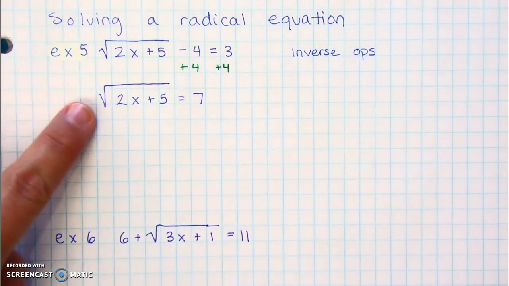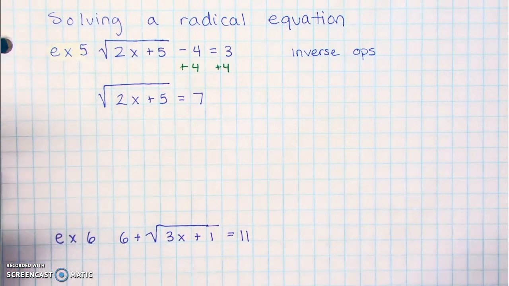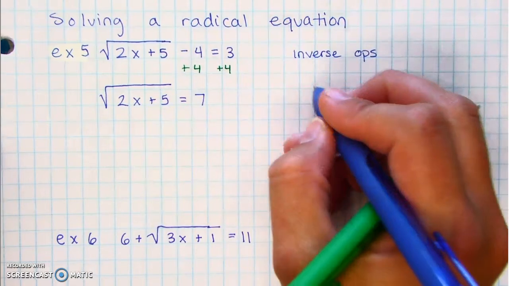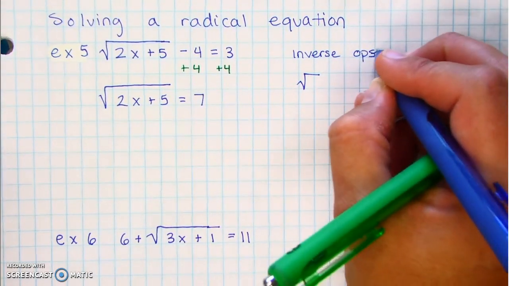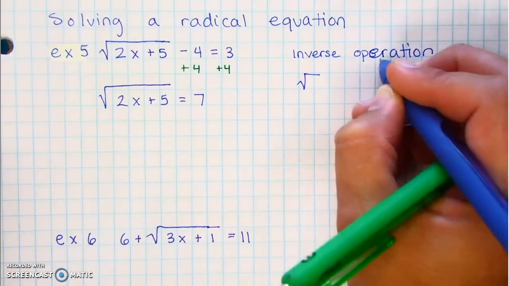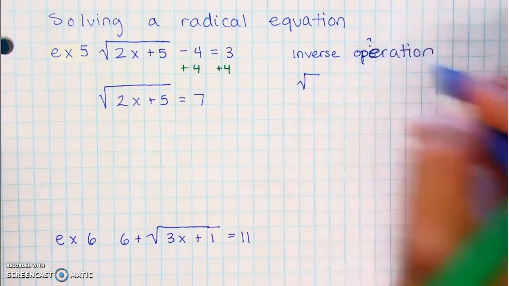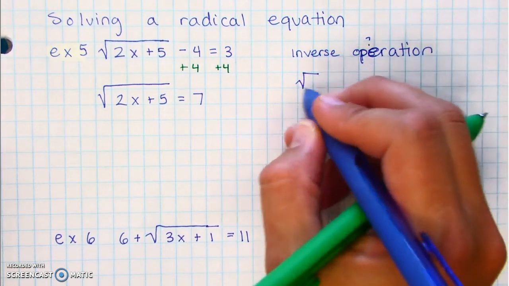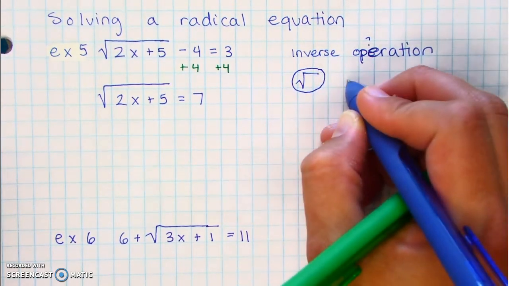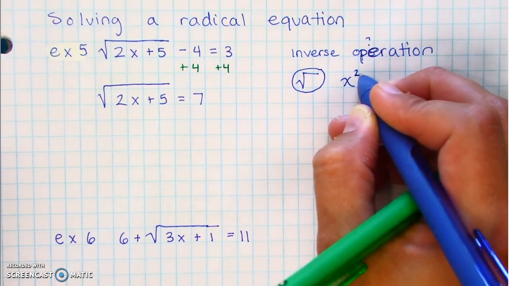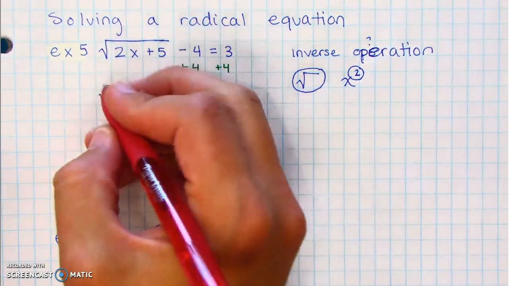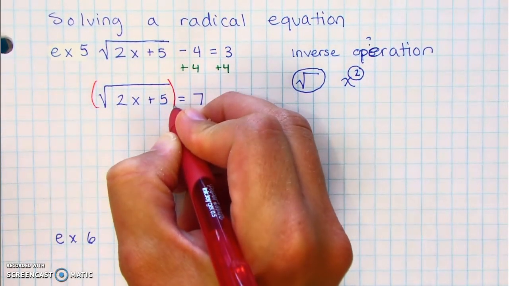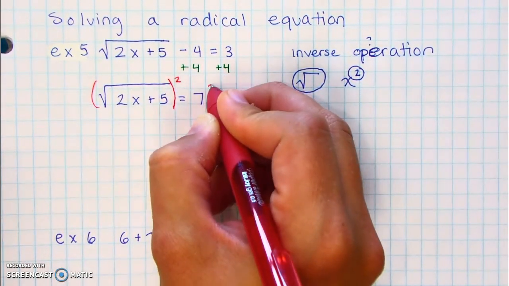Now I have this square root symbol. So what is the inverse? We try not to say opposite anymore. What's the inverse operation of the square root? It says ops, but that's inverse operation. What's the inverse operation of a square root? The inverse operation is a square, a power of 2. To get rid of this square root, we're going to square both sides.